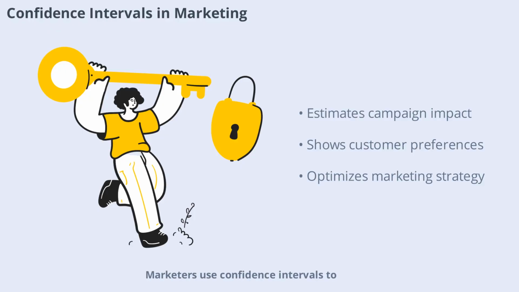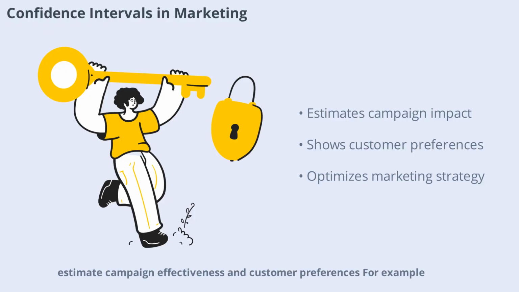Marketers use confidence intervals to estimate campaign effectiveness and customer preferences. For example, a survey might show that 60% of customers prefer a new product, with a confidence interval to show the range of likely values. This helps companies make data-driven decisions and optimize their strategies.